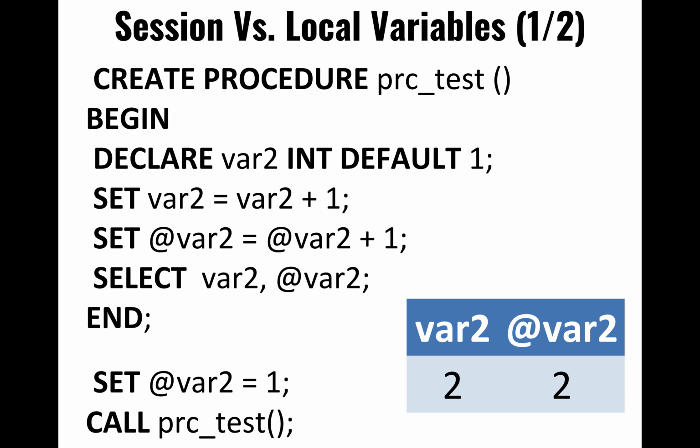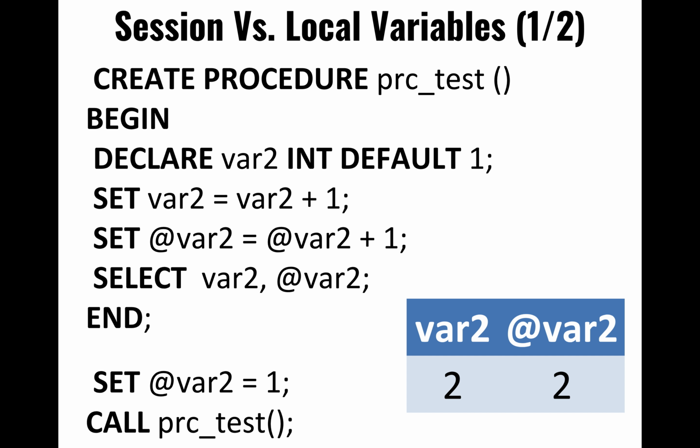Now we're declaring here this global variable var2. Notice it's a session variable, so it's visible everywhere, even inside of a stored procedure. Here we're declaring a local variable inside of the stored procedure, which is local, meaning it's not visible outside, and it only has a lifespan as long as the stored procedure executes.